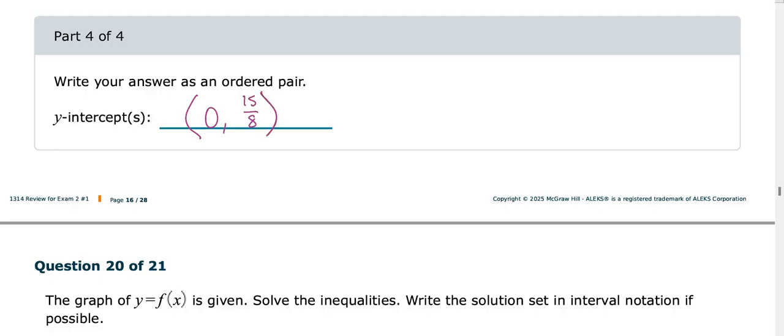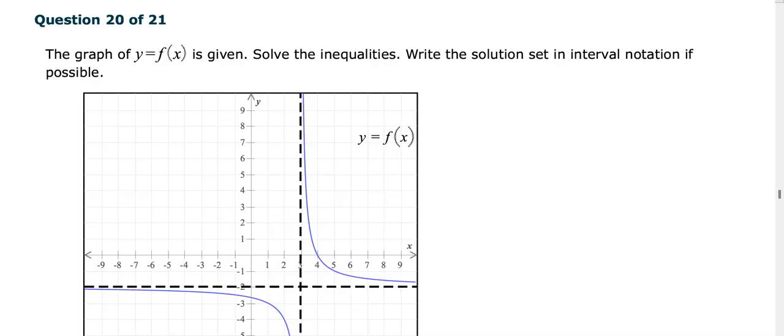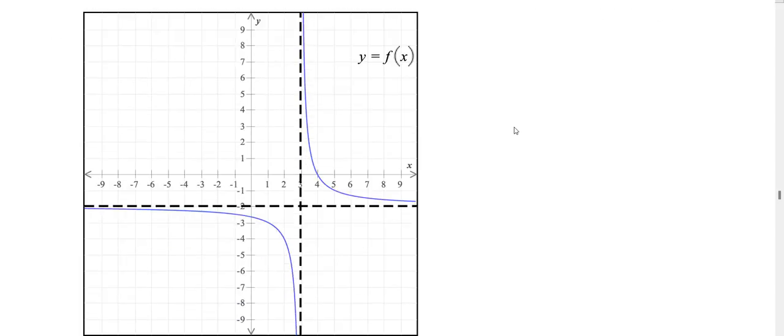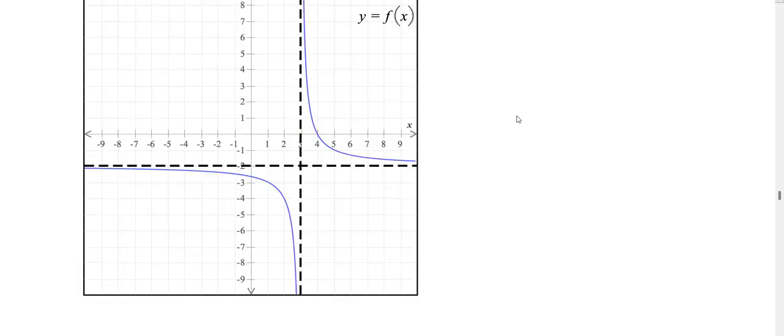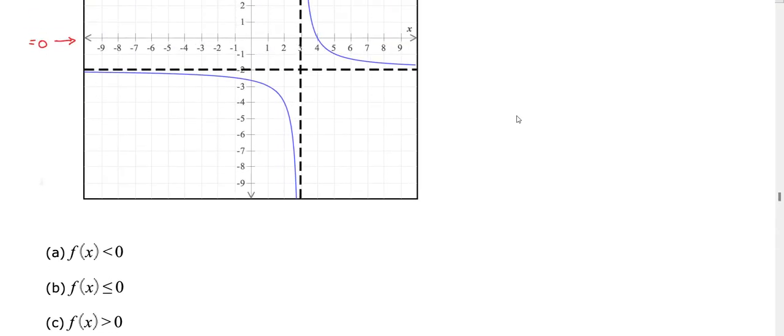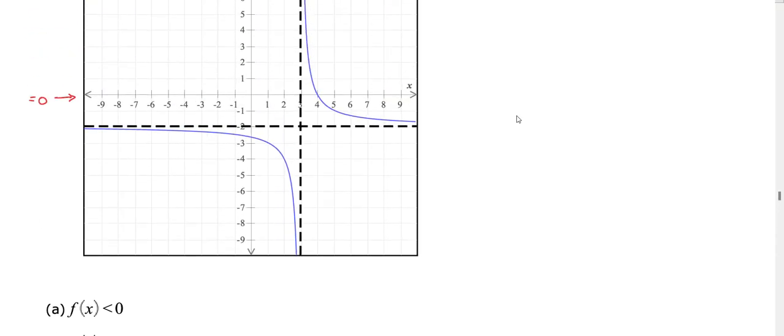Number 20. The graph of the function is given. Solve the inequalities. Write it in interval notation. All right. Remember, this is where it's equal to 0 on the x-axis. The first one is asking where is it less than 0. So we want to know where is it below, less than 0.